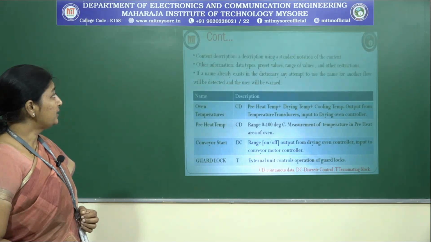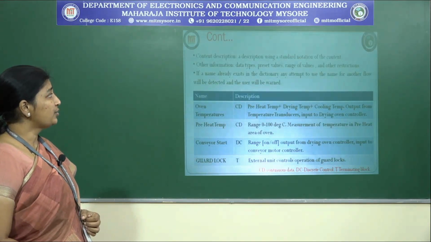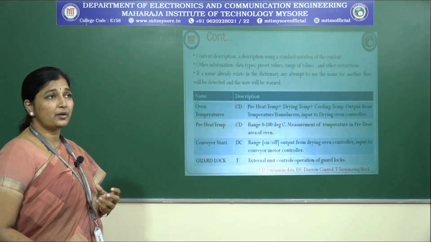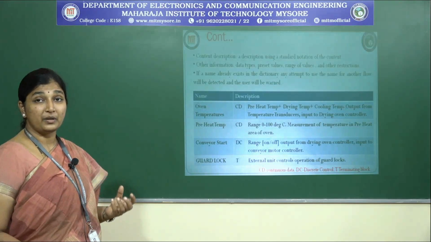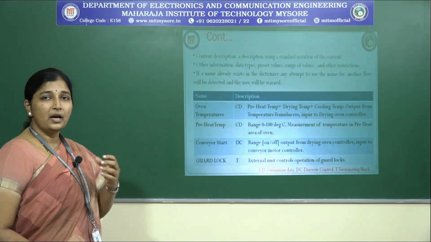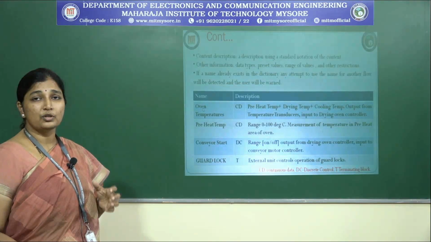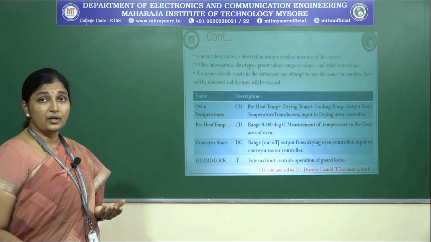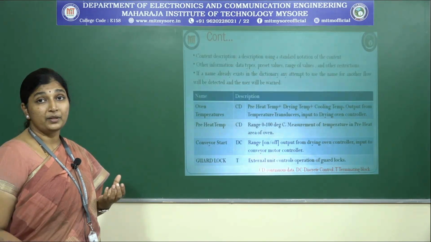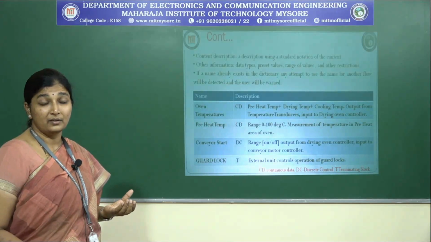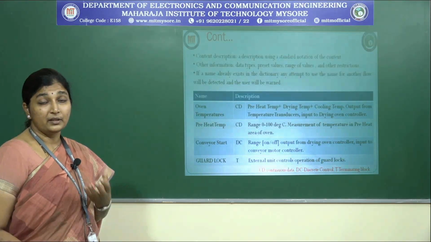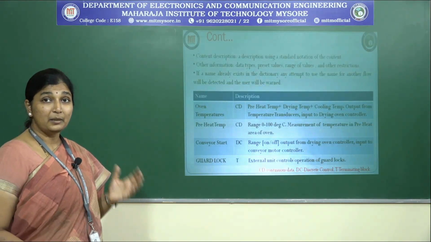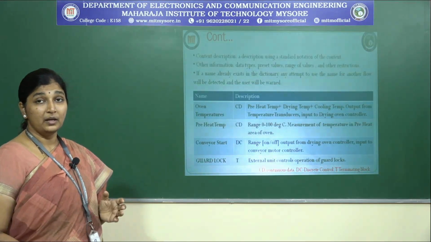Okay, so the content description: a description using a standard notation of the content. For example, if I say temperature, it is the primary name, then what kind of temperature? Is it the temperature between 0 to 10 volts based on the variation in the heater? Then I have to define the preheater, the actual heating level, and then the cooling level. These are the three bases on which you are going to define the temperature, your minimum and maximum.